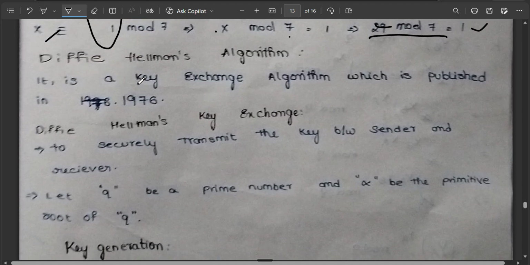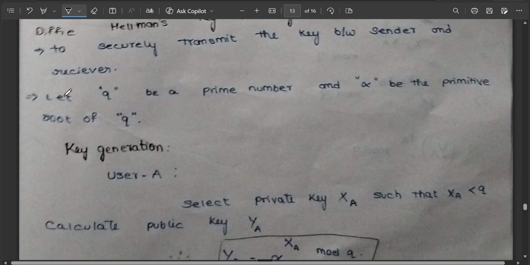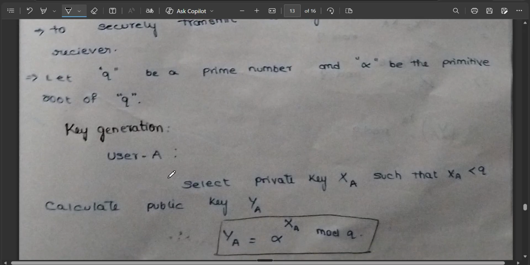So next we will move on to the Diffie-Hellman algorithm. It is also a key exchange algorithm which was published in 1976. And here the Diffie-Hellman key exchange is used to securely transmit the key between the sender and receiver. So first, let q be a prime number and alpha be the primitive root of q. So the key generation for user A.